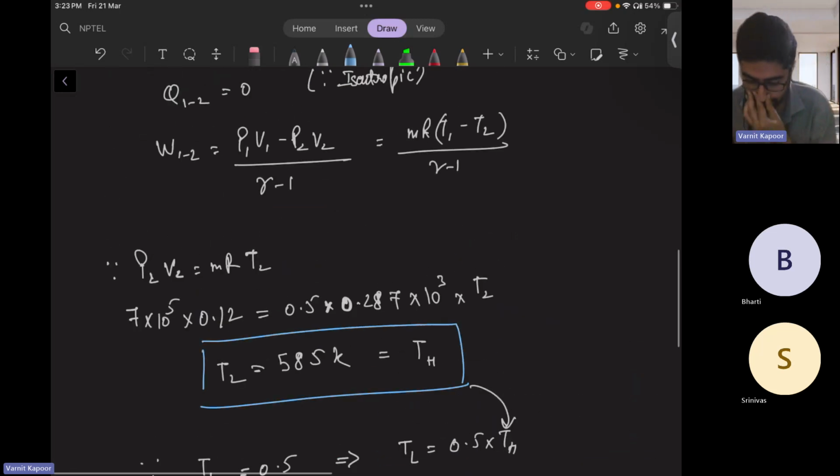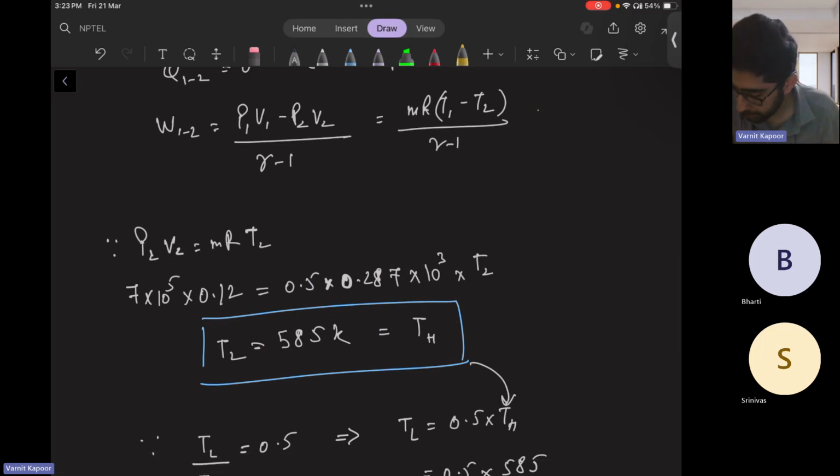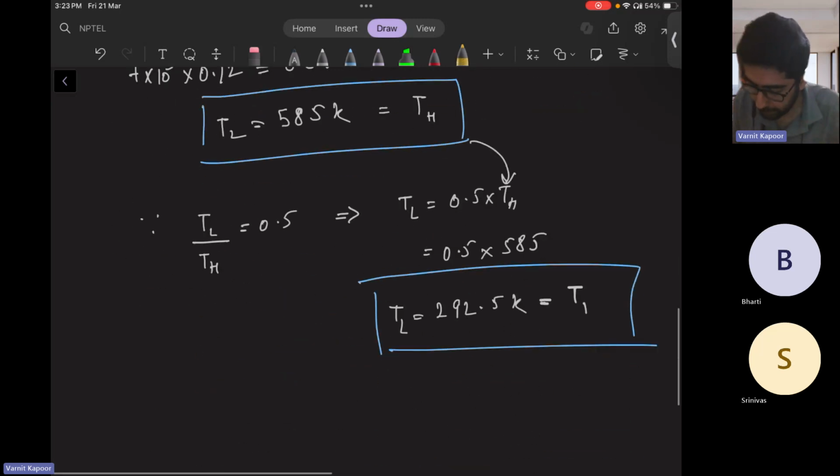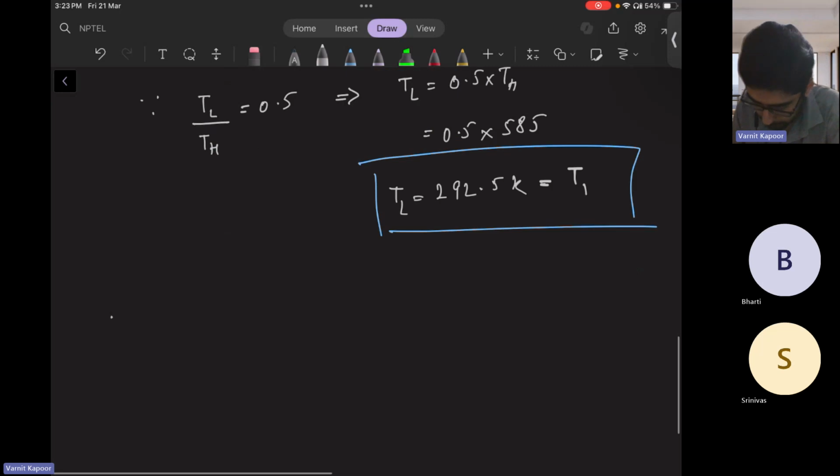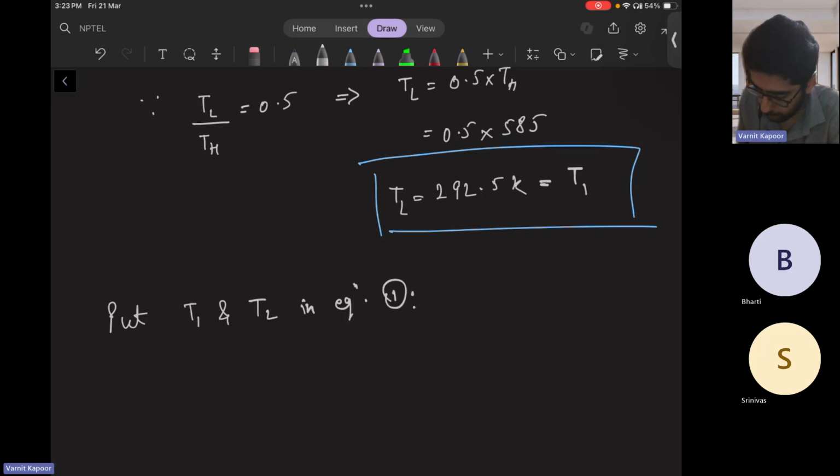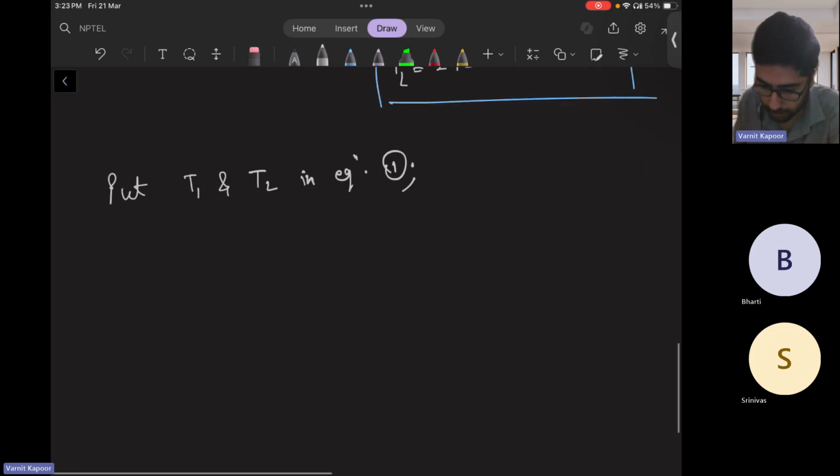You got both the values. Put these values here, T1 and T2. Let us name this equation 1. Put T1 and T2 in equation number 1. All right, so what is equation number 1?